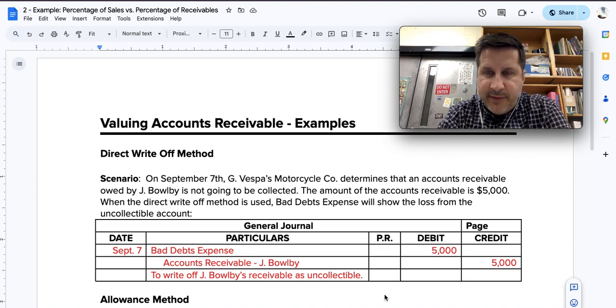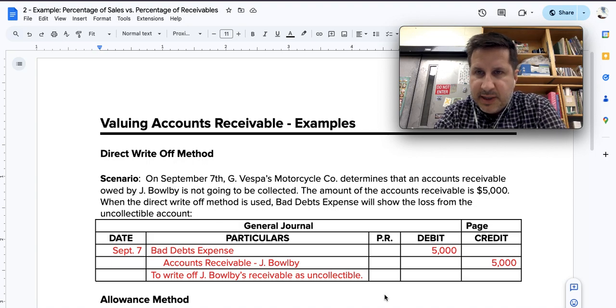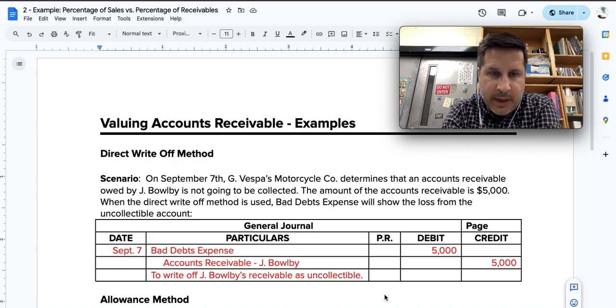So the scenario I have in this tutorial, in this example, on the 7th of September, G Vespa's motorcycle company has an accounts receivable to J Bowlby that has been determined as uncollectible. It's for $5,000. So when we're using the direct write-off method, we simply just create a new expense, and we know expenses are plus minus accounts, so they increase with a debit. And that expense is going to be a bad debts expense. And then what we'll do is we're going to close that accounts receivable by crediting it for $5,000.